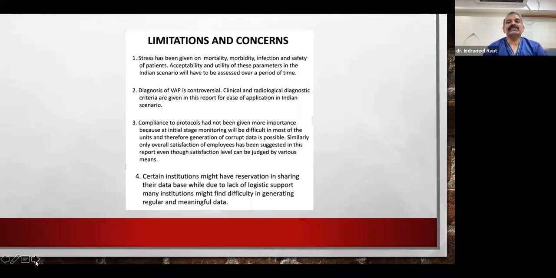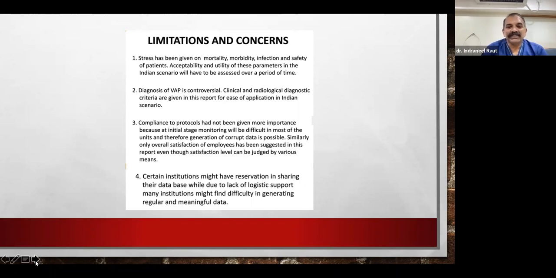As I told you earlier, diagnosis of VAP is controversial. The clinical and the surveillance definitions are slightly different. Somehow, in our country, compliance to protocols has not been given much importance. In fact, many hospitals just have protocols for the sake of it, but the protocols are not being followed. Sometimes protocols may be difficult to follow in an open ICU. For example, in one hospital, 5 different cardiac surgeons each had a different antibiotic to give as prophylaxis before surgery. So how do you deal with that?